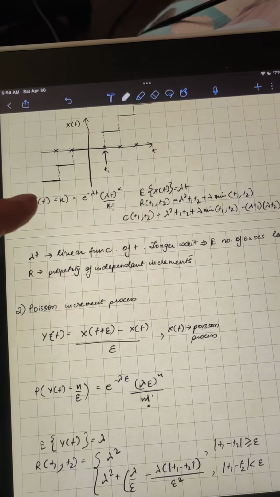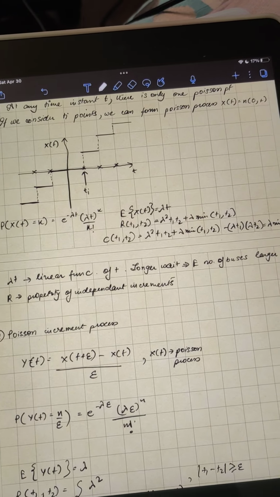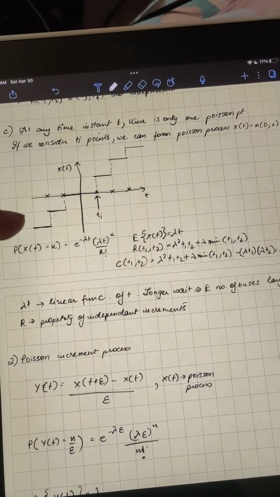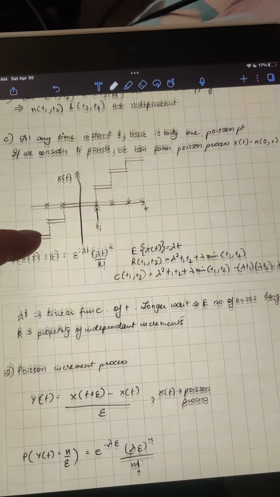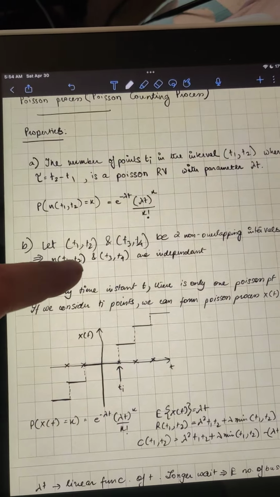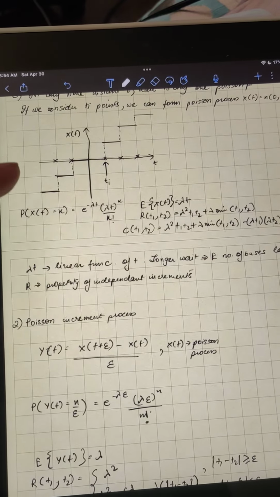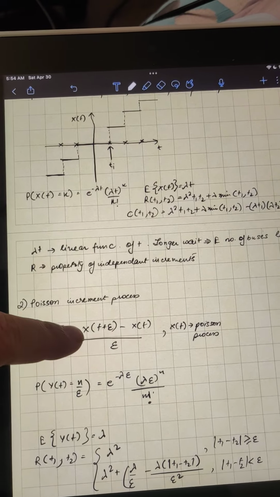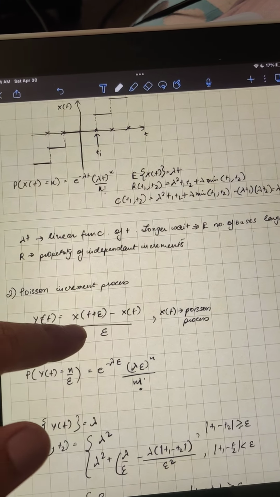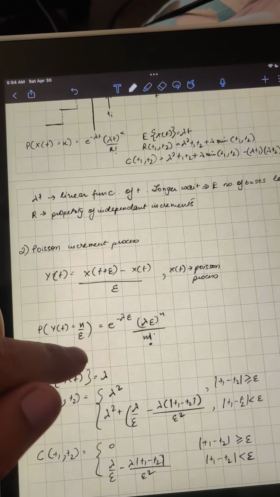As you can see, basically xt is also a linear function of time. So a very common example is the longer you wait, the more chances of getting a bus. So that is basically a real life example of a Poisson counting process. And the autocorrelation is a property of independent increments. This is also a property.